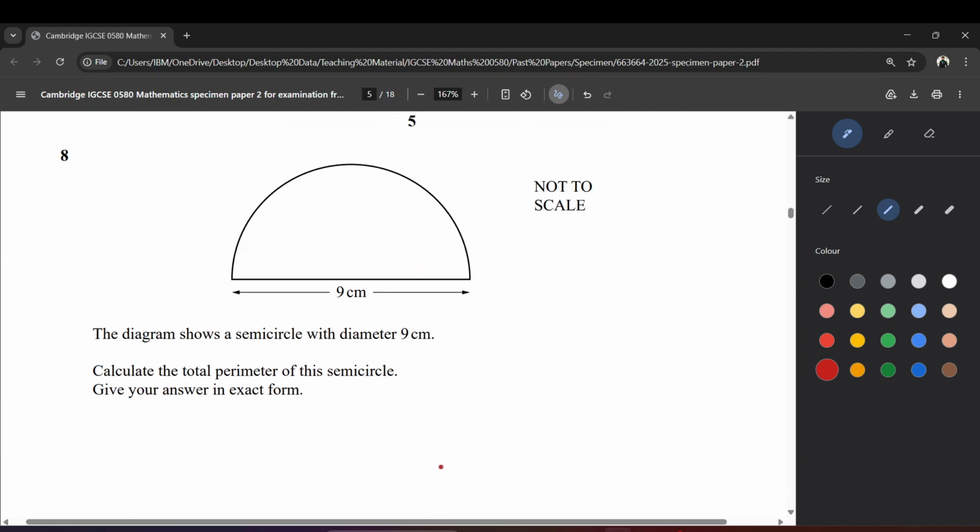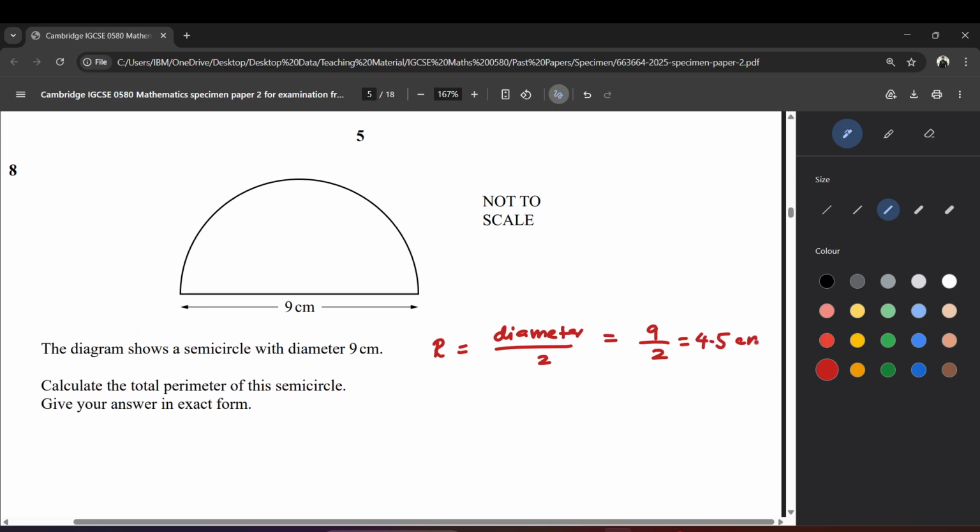All right. Number 8, the diagram shows a semicircle with diameter 9 centimeters. Calculate the total perimeter of this semicircle. Now we know that we don't usually use diameter in our calculations, we use radius, right? So let me first work out that r is equal to diameter divided by 2, so that will be 9 upon 2, which is equal to 4.5 centimeters. So this is my radius.